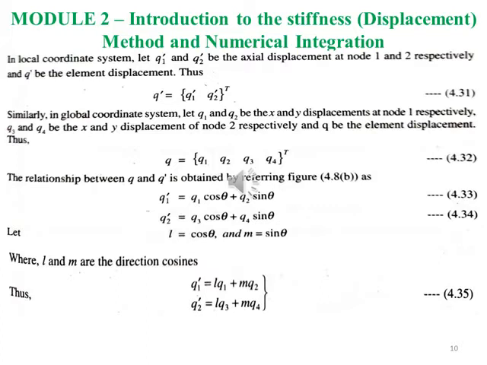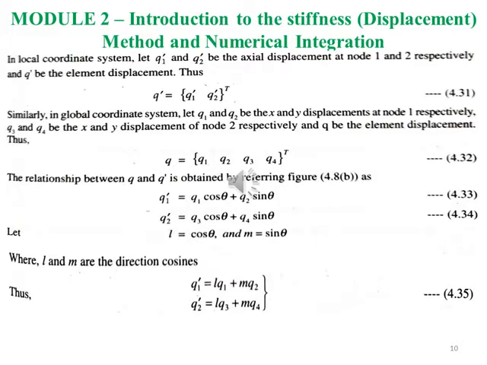So the relationship between q and q dash is obtained by referring to the figure in the previous slide, wherein q1 dash will be equal to q1 cos theta plus q2 sin theta, and q2 dash will be equal to q3 cos theta plus q4 sin theta. For ease of understanding and simplification, let L be equal to cos theta and M be equal to sin theta, where L and M are the direction cosines. Thus we can write q1 dash is equal to L into q1 plus M into q2, and q2 dash is equal to L into q3 plus M into q4.